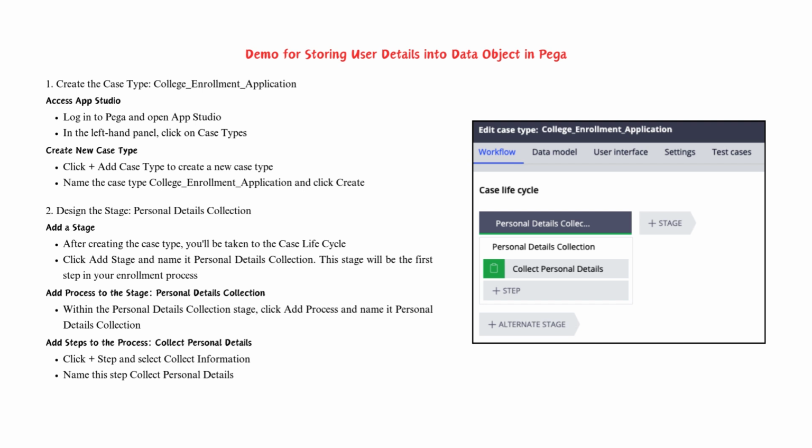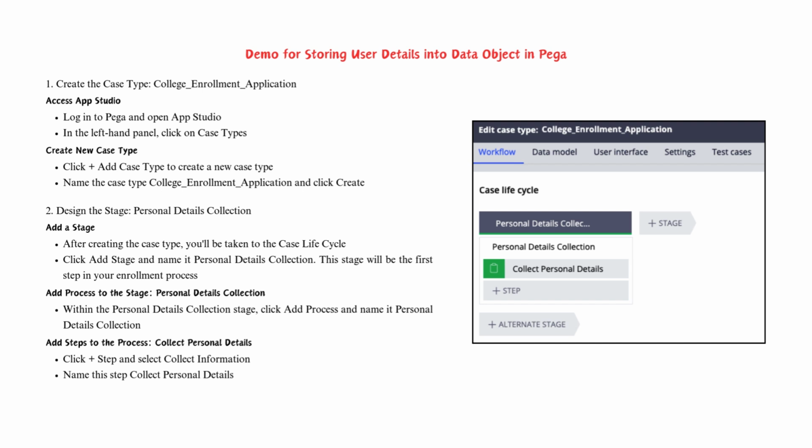Log into the Pega environment, go to App Studio, and find Case Types on the left. Click Add Case Type and name it College Enrollment Application to set up the enrollment framework. After setting up, add a stage called Personal Details Collection in the Case Lifecycle view. This initial stage will allow us to gather student information.